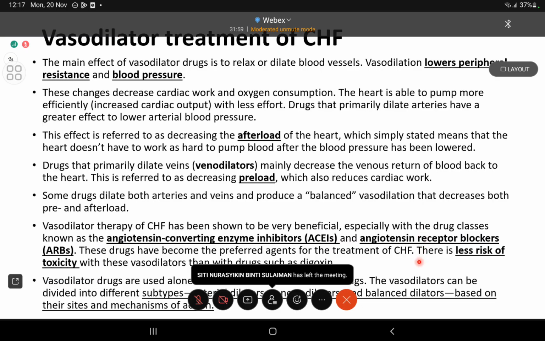Sometimes when you use a vasodilator, you need to monitor the patient, especially the patient you use together with digoxin. They might increase the risk of toxicity. Okay, increase the risk of toxicity.